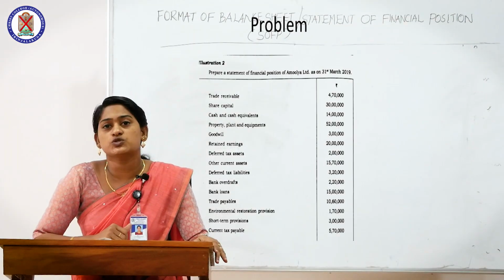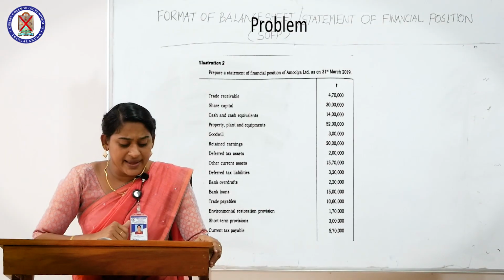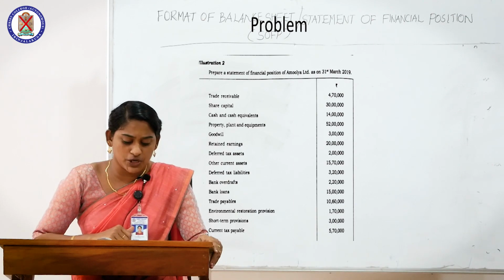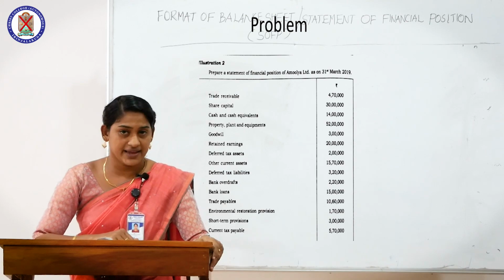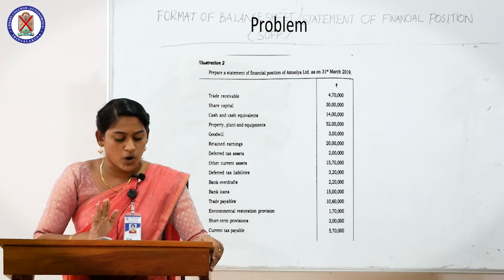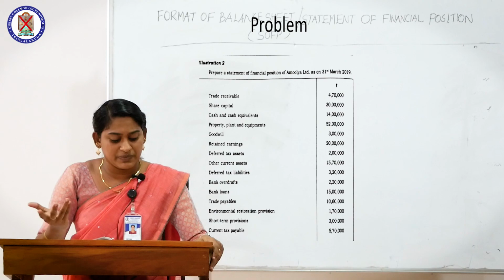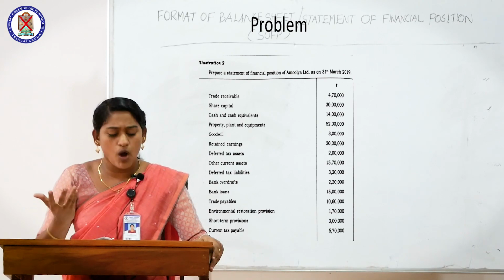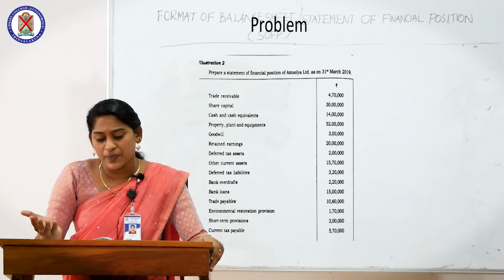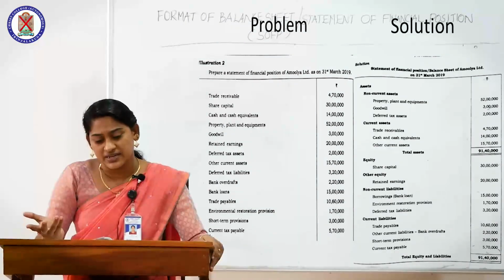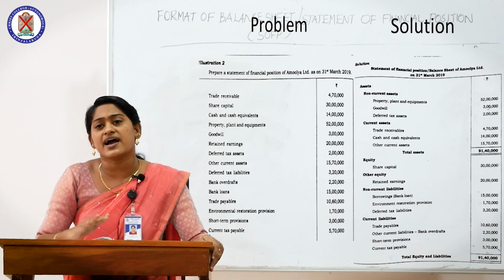Now I am going to do a problem. Prepare a statement of financial position of Amulya Limited as on 31st March 2019. First you should read the problem thoroughly. The first item is trade receivable. You have already learned the term trade receivable, amounting to rupees 4,70,000, which is placed under the head current asset.